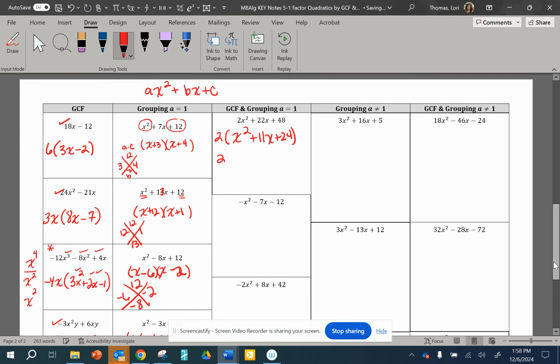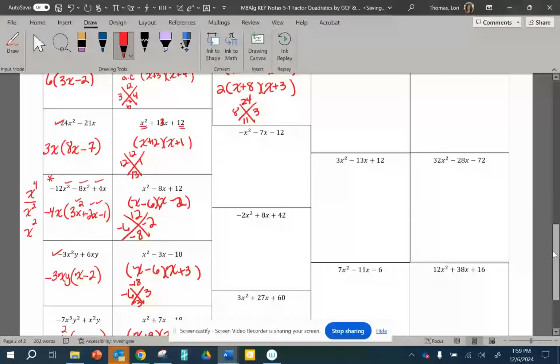Bring down the GCF, set up for your two linear binomials, factor your x squared, and then we're going to factor A, which is 1, times 24, and our B is 11. So 8 times 3 gives us 24, and 8 plus 3 is 11. And again, it doesn't matter the order of where you put your factors. So 2 times x plus 8 times x plus 3 is your final factored answer.